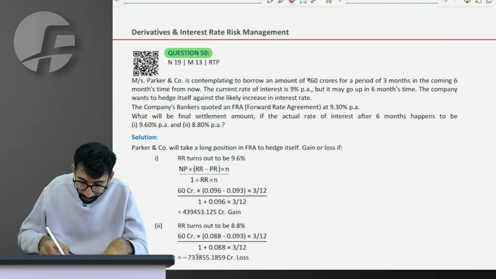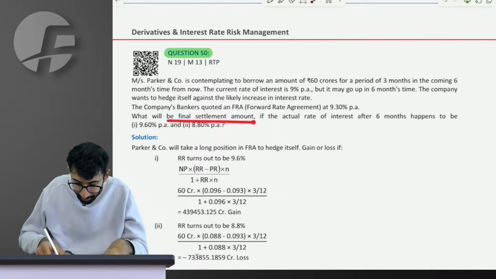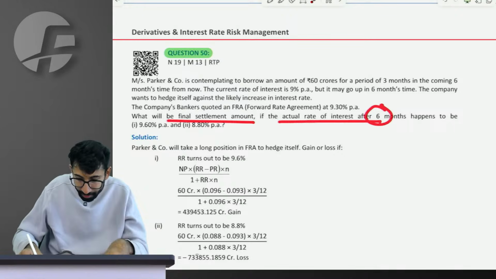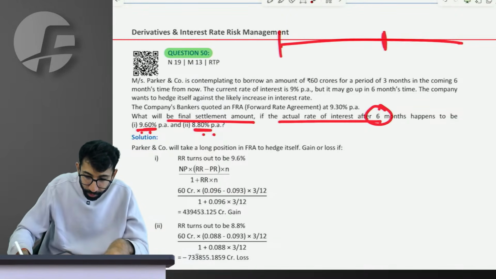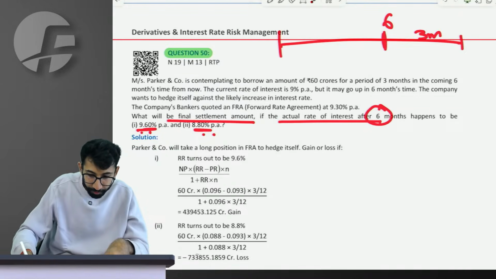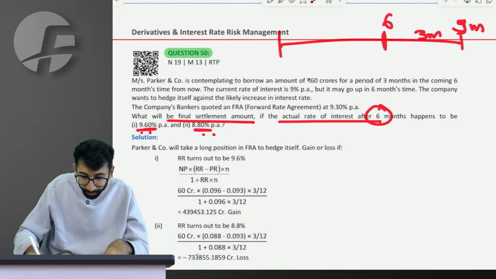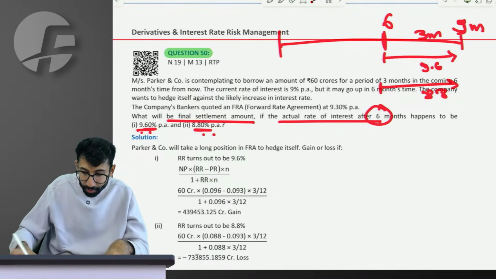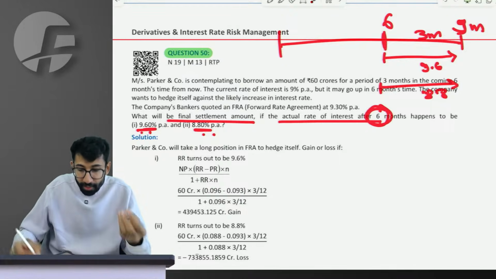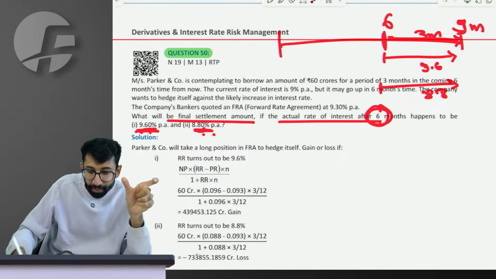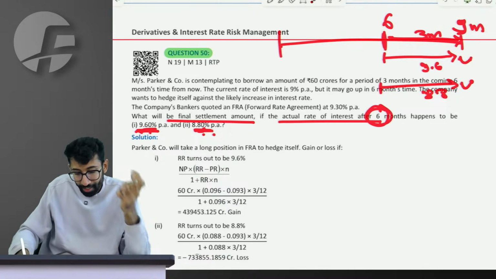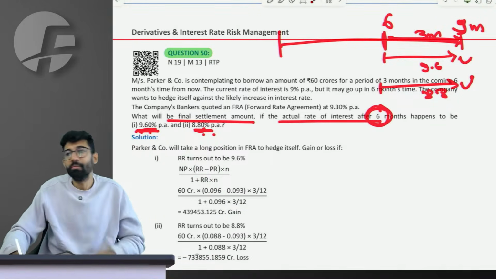The company's bank quoted an FRA of 9.3%. What will be the final settlement amount if the actual rate of interest after 3 months turns out to be 9.6 and 8.8? You agreed to a contract to borrow after 6 months for a period of 3 months, which means till 9 months. After 6 months, the actual rate of interest turns out to be 9.6 and 8.8. So if my contract period is 3 months, then the spot rate has to be for a comparable period, the 3-month rate of interest. I mean they are per annum but applicable for a 3-month borrowing.